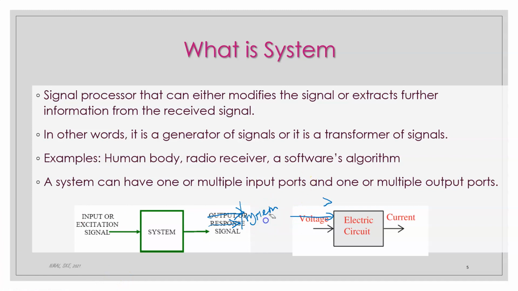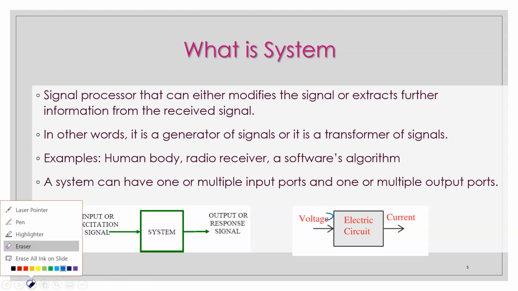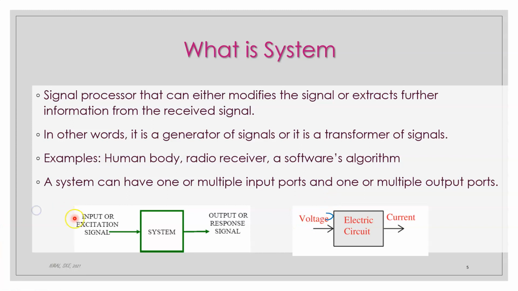Sorry, let me erase this one. You can see the system here. This is an input or excitation signal. It goes through the system, and it can produce an output, a new signal or response signal to the input signal. Another example is an electric circuit, where the voltage is the input signal and the current is the output signal.